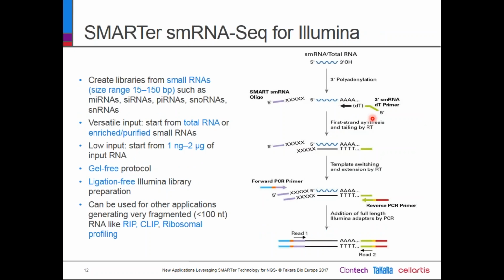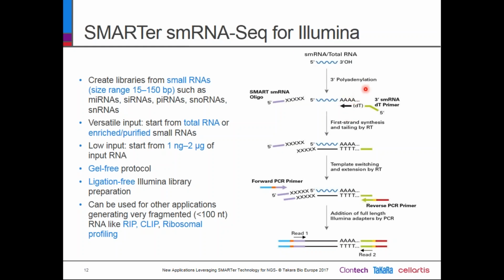So to cope with these challenges, we have developed the SMARTer smRNA-Seq kit for Illumina. This kit is able to prepare libraries from a big variety of RNAs, ranging from 15 to 150 base pairs. So this includes all these kinds of small RNAs that you can see here. And we are using SMARTing instead of ligation to avoid this bias issue.